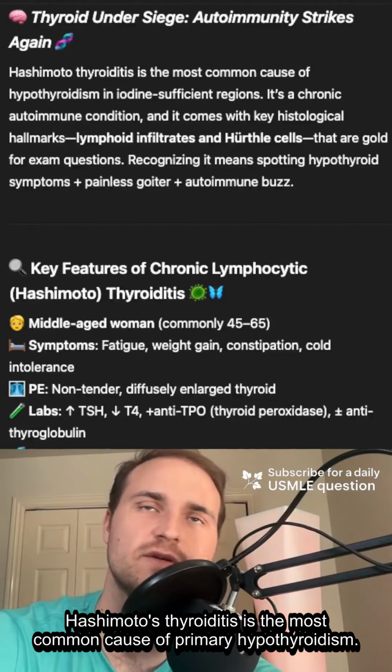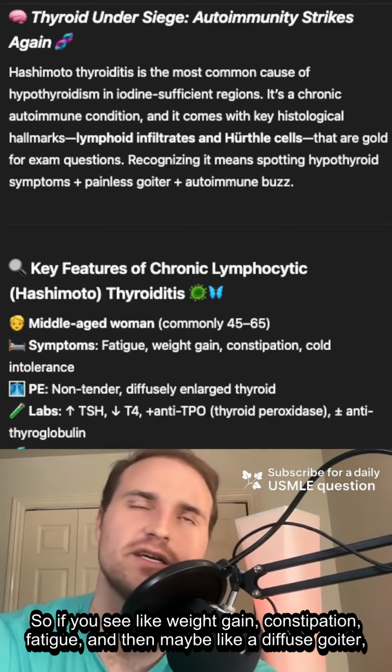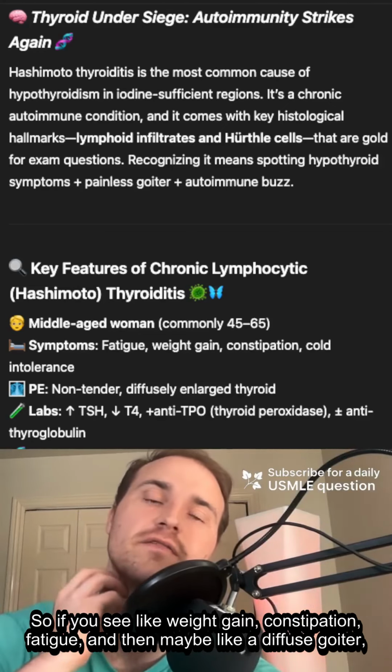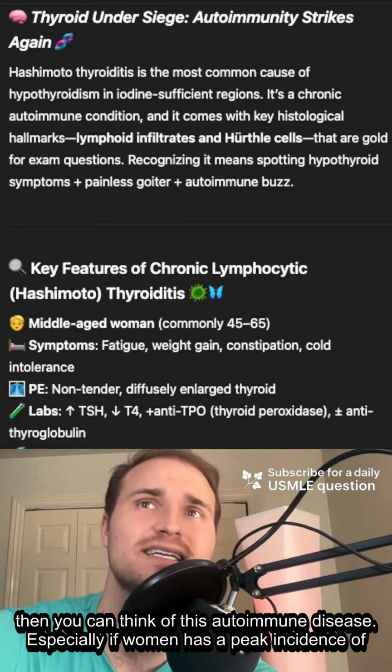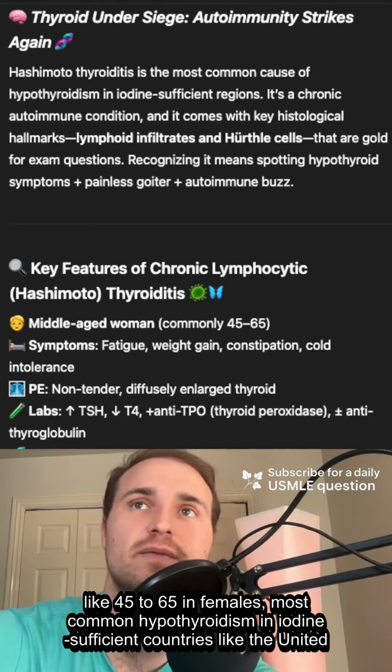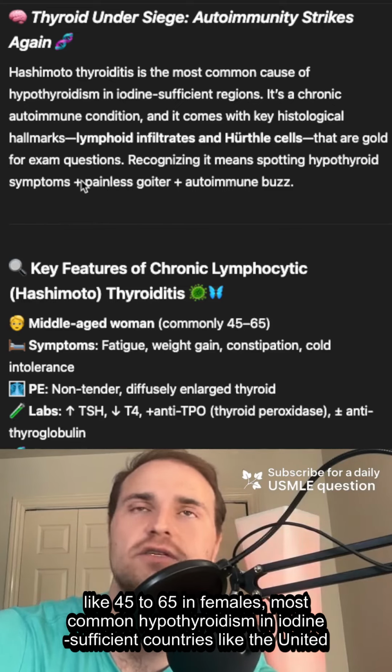Hashimoto's thyroiditis is the most common cause of primary hypothyroidism. So if you see weight gain, constipation, fatigue, and then maybe a diffuse goiter, then you can think of this autoimmune disease, especially in women. It has a peak incidence of 45 to 65 in females. It is the most common cause of hypothyroidism in iodine-sufficient countries like the United States.